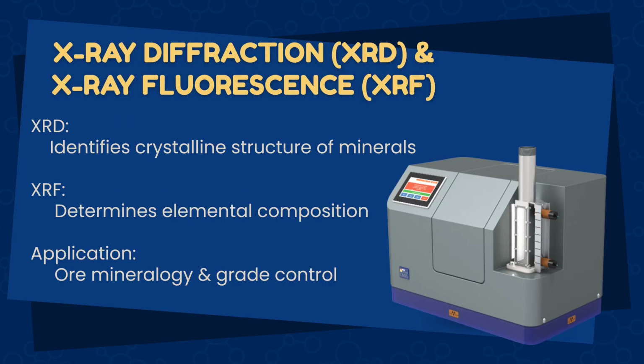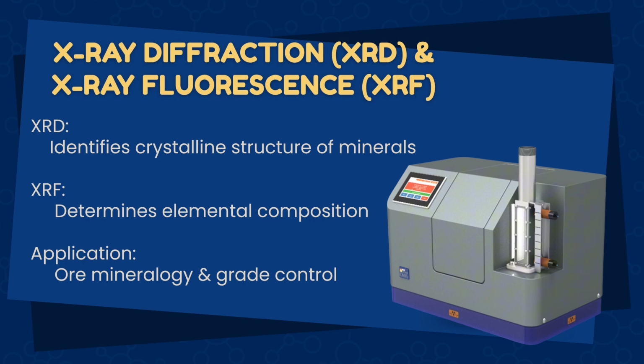X-ray diffraction, XRD, and X-ray fluorescence, XRF. Another important group of instrumental methods involves the use of X-rays. These include X-ray diffraction, or XRD, and X-ray fluorescence, or XRF. XRD is mainly used to study the structure of minerals. When X-rays hit a crystal, they are diffracted in specific patterns that act like a fingerprint for that mineral. This helps scientists identify what minerals are present in an ore.